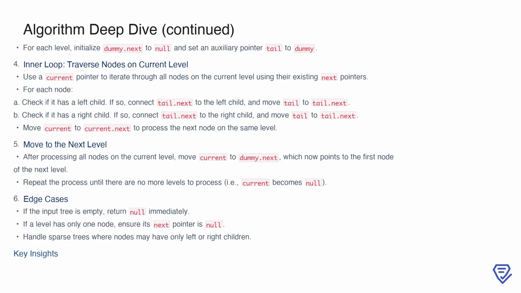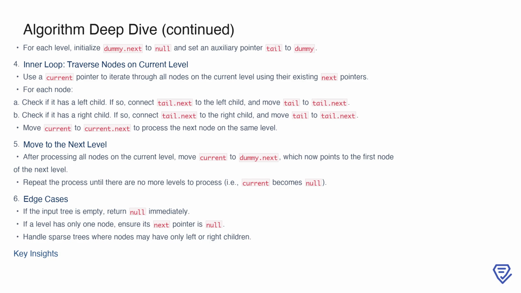Now, we use a current pointer to iterate over the nodes of the current level, using the next pointers that were already established. For each node, we check if it has a left child. If it does, we connect tail.next to the left child and advance the tail pointer to this new node. Similarly, if the node has a right child, we connect tail.next to the right child and move the tail forward. Once we've processed the current node, we move the current pointer to its next node, repeating this process until we traverse all nodes on the current level. After finishing the level, we move the current pointer to dummy.next, which now points to the first node of the next level. This process continues until there are no more levels to process, meaning current becomes null.